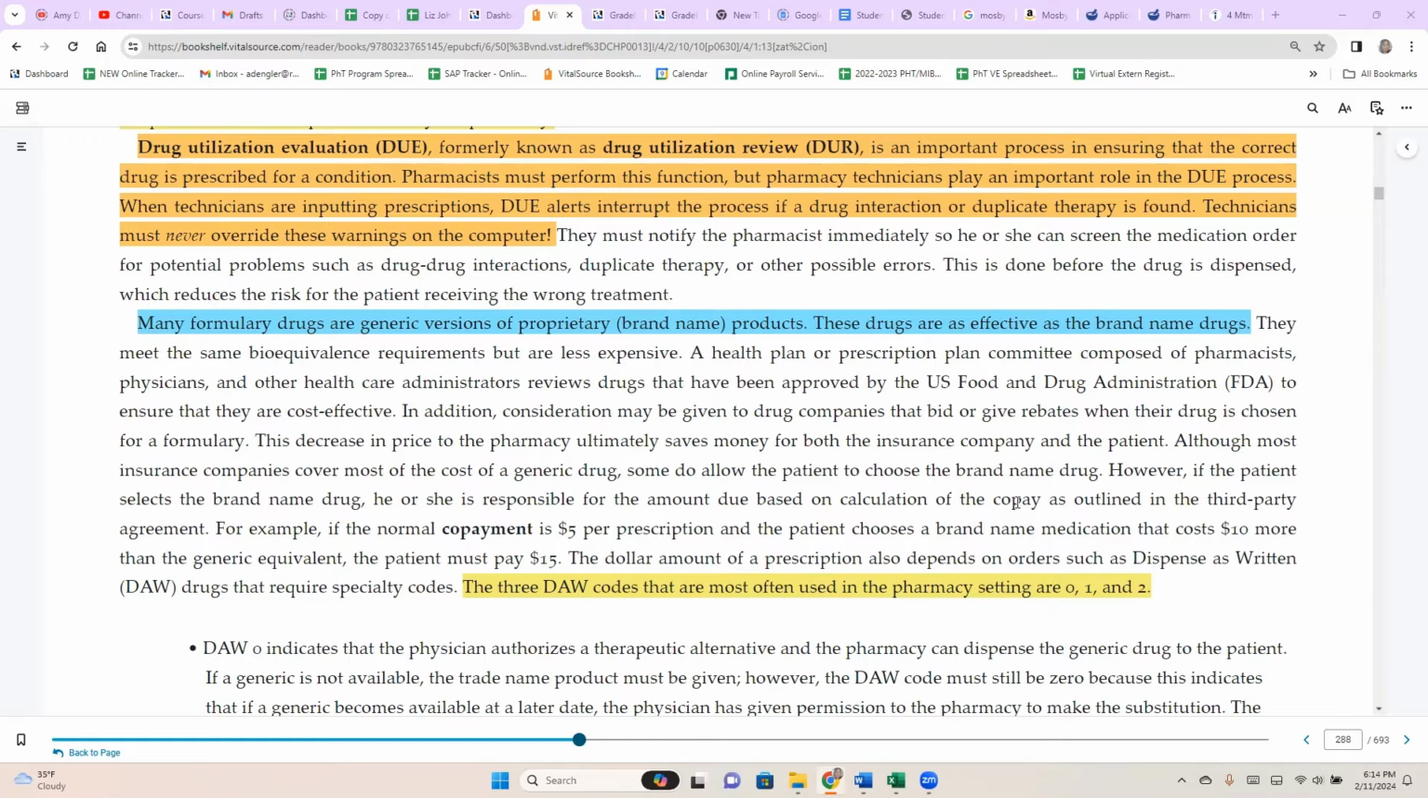Although most insurance companies cover most of the cost of a generic drug, some do allow the patient to choose the brand name drug. However, if the patient selects the brand name drug, he or she is responsible for the amount due based on calculation of the copay as outlined in the third party agreement. For example, if the normal copay is $5 per prescription and the patient chooses a brand name that costs $10 more than the generic equivalent, the patient must pay $15. The dollar amount of a prescription also depends on orders such as dispense as written drugs that require specialty codes. The three DAW codes that are most often used in the pharmacy setting are 0, 1, and 2.